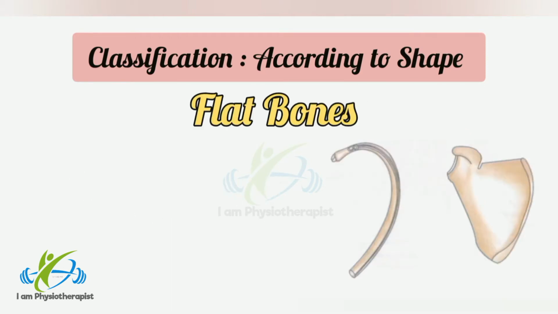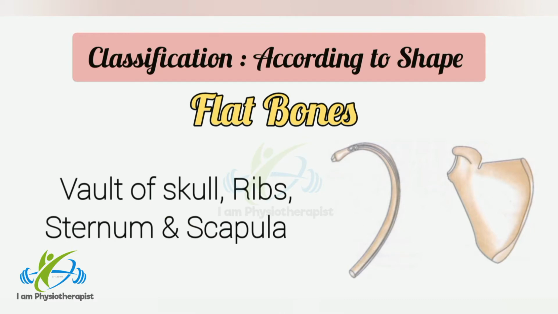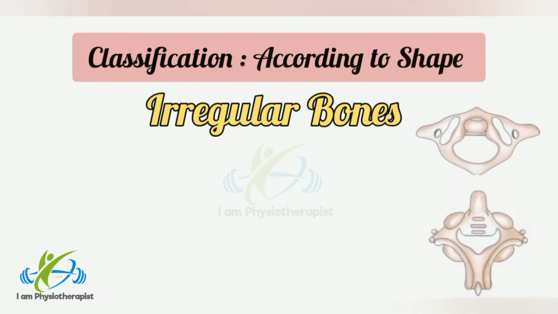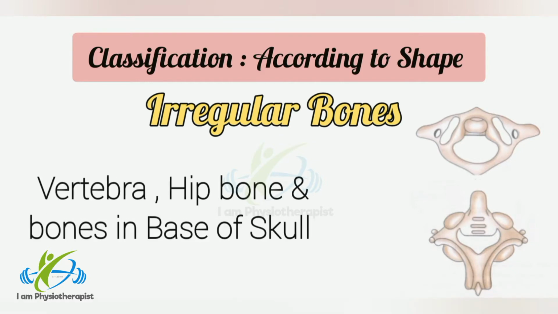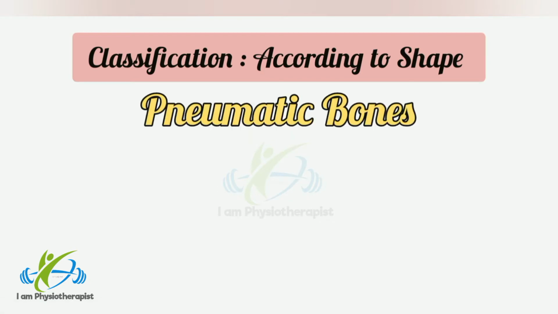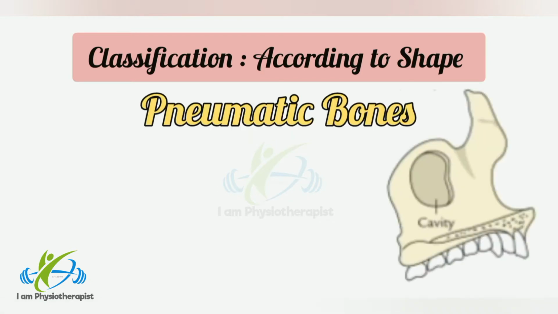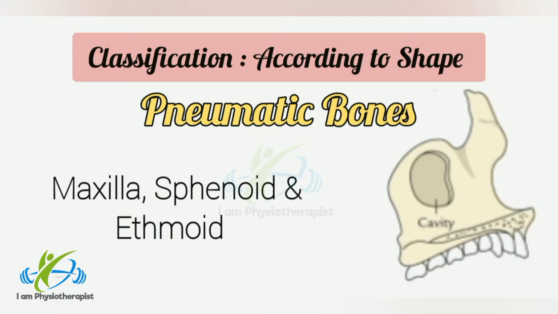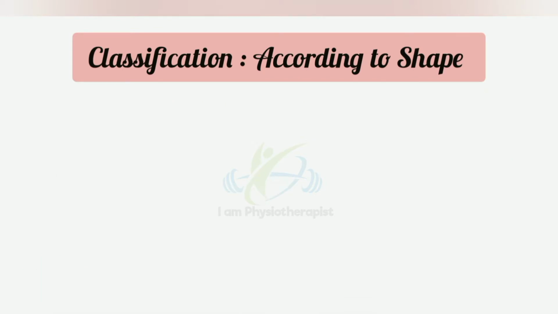Flat bones. These are shallow plate-like bones. Examples of flat bones include vault of the skull, ribs, sternum and scapula. Irregular bones. It includes vertebra, hip bone, and bones in the base of the skull. Pneumatic bones. These are certain irregular bones, which contain air-filled cavities within them. Pneumatic bones include maxilla, sphenoid, and ethmoid.